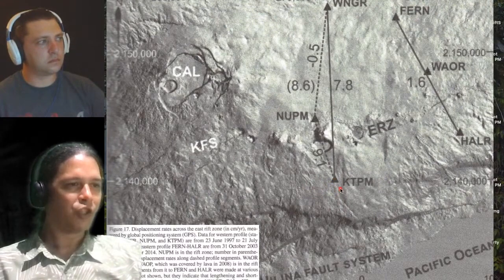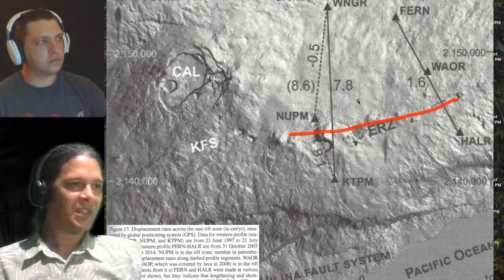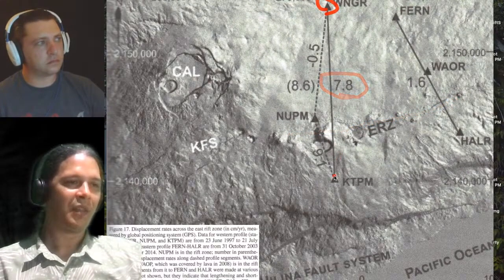And correspondingly, this is a measurement from 2003 to 2014, an 11-year average of displacement across the East Rift. The East Rift runs right through the middle here. You can see 7.8 centimeters of offset from the station north of the Rift Zone to the one south of the Rift Zone.